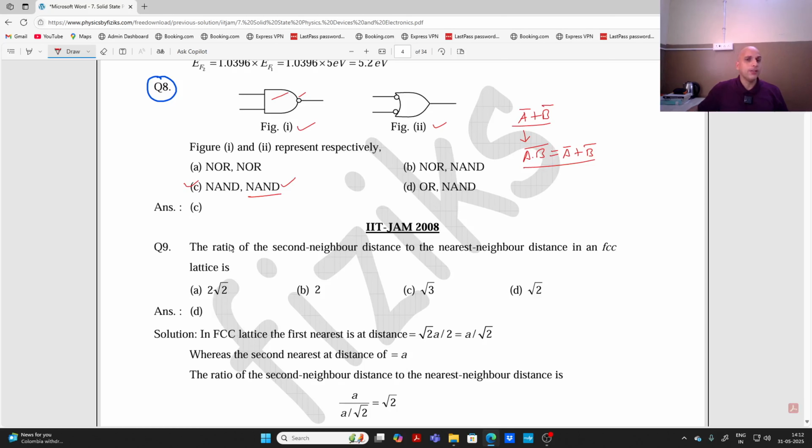Now NAND gate is equal to, we know very well, a bubbled OR gate, right? And NOR gate is equal to a bubbled AND gate, right? This is the first theorem. So if you look at these two figures, then C is the correct answer. This is clearly a NAND gate and this is a bubbled OR gate, that is basically a NAND gate, right?